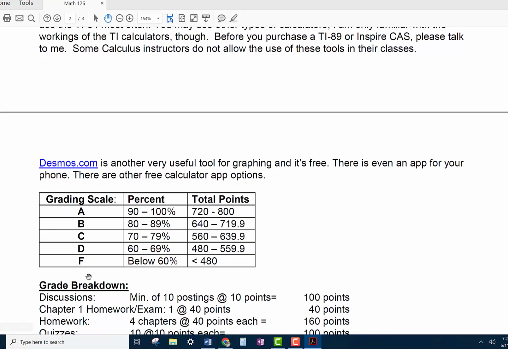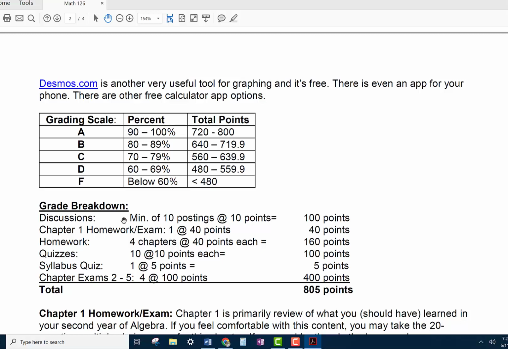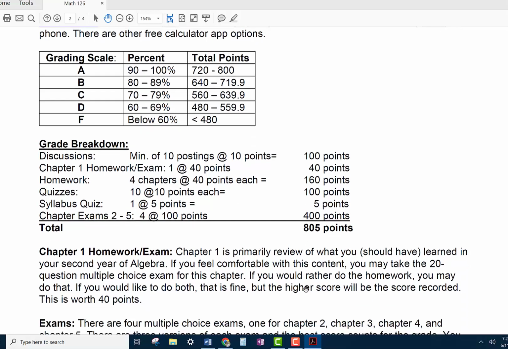Okay, the grading scale for the class is pretty standard. The thing I didn't do is adjust for the 5-point syllabus quiz, but we could probably treat that as we'll see. Discussions: a minimum of 10 postings at 10 points each. Chapter 1 homework/exam 1, which I'll get into in a moment, is 1 at 40 points. And then we have homework for chapters at 40 points, so that'd be chapters 2, 3, 4, and 5. Quizzes: 10 at 10 points each. Syllabus quiz: 1 at 5 points. And chapters 2 through 5 exams: 4 at 100 points, so that's 400 points.